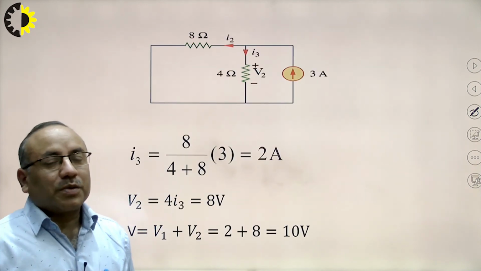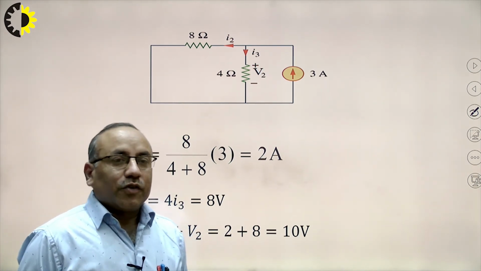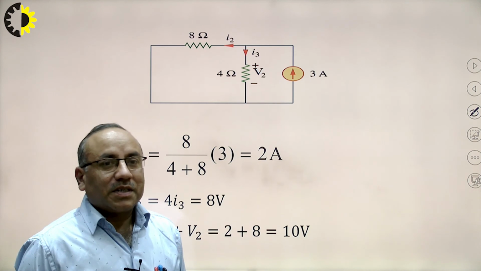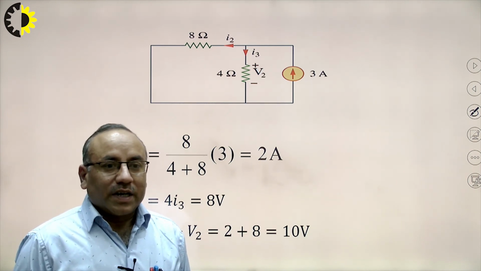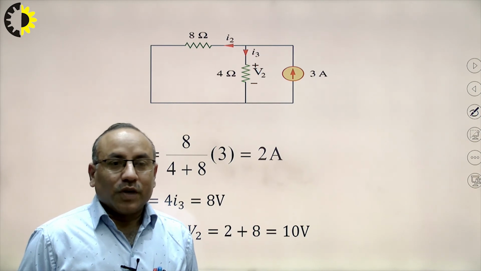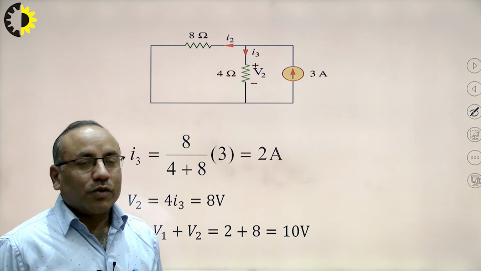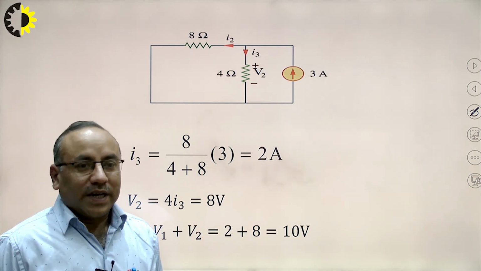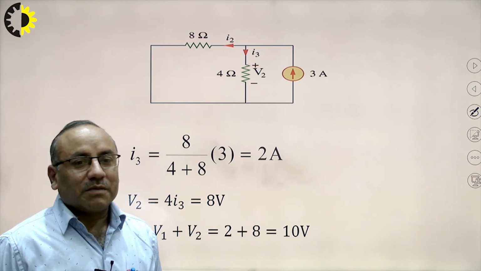So as per the superposition theorem, the voltage across the 4 ohm resistance will be given as the algebraic sum of these two voltages, V1 and V2. So we can write V equal to V1 plus V2, and since both the voltages have similar polarities, these two are added up and the resultant voltage becomes 2 plus 8, where 2 is V1 and 8 is V2. So this becomes 10 volt.